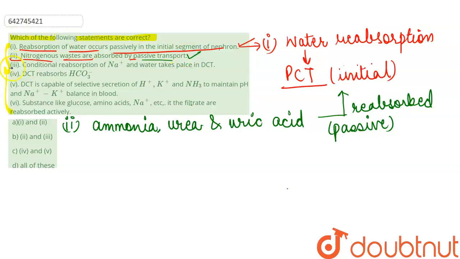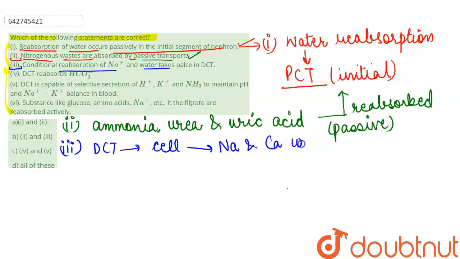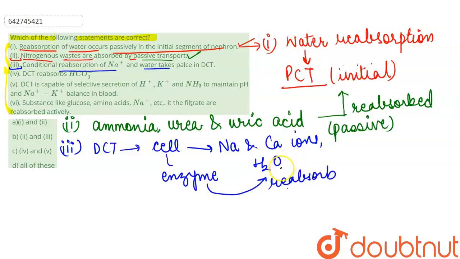The third statement says that the conditional reabsorption of sodium and water takes place in the DCT. DCT is the distal convoluted tubule. In the distal convoluted tubule, there are special cells that have certain enzymes with the help of which they can reabsorb sodium and calcium ions as well as water. So it is mentioned that the conditional reabsorption of sodium and water takes place in the DCT. This is also correct.